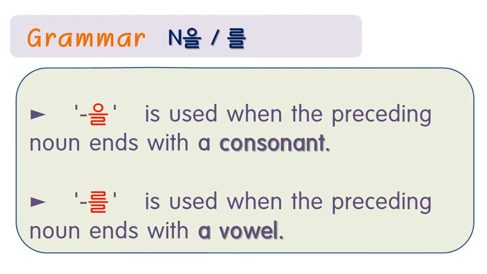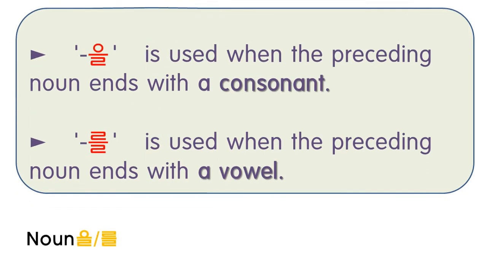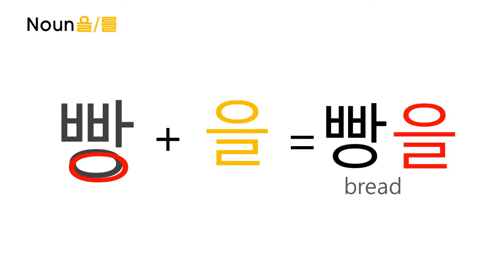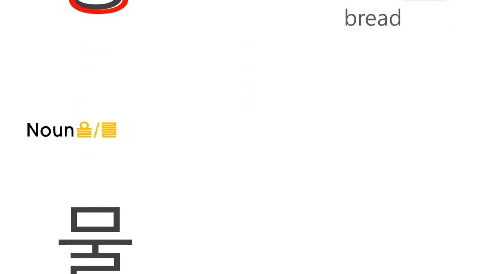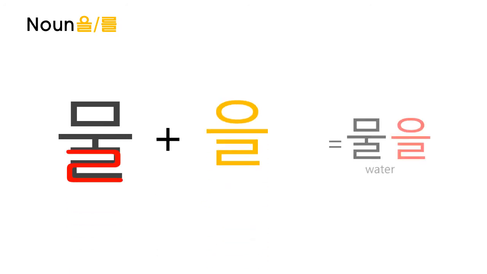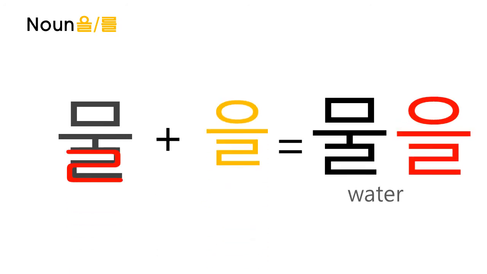If the noun ends with a consonant, we add 을. If the noun ends with a vowel, we add 를. So 빵 means bread, and it ends with a consonant, the ㅇ consonant. So we add 을, and it becomes 빵을. So the consonant carries over to the 을, 빵을. 물 means water, ends with a consonant, the ㄹ consonant. So we add 을 and it becomes 물을.